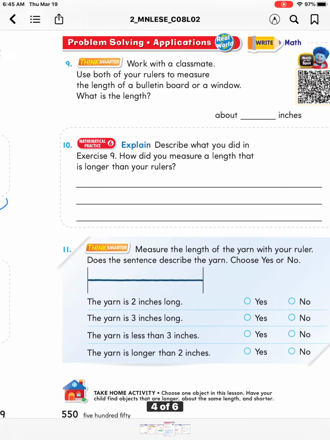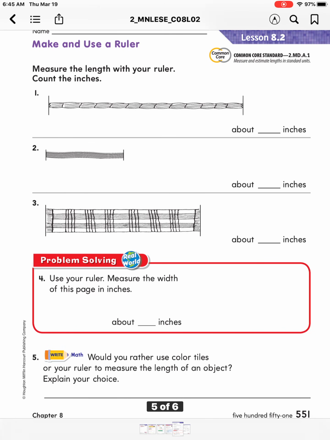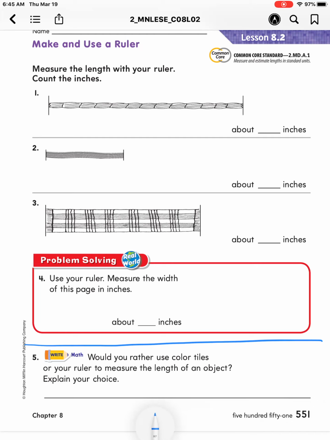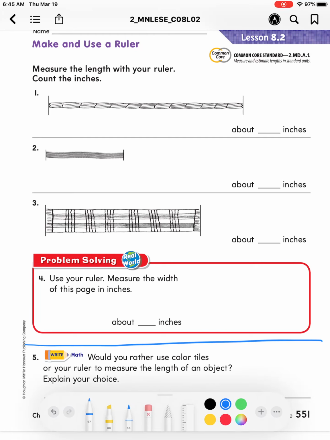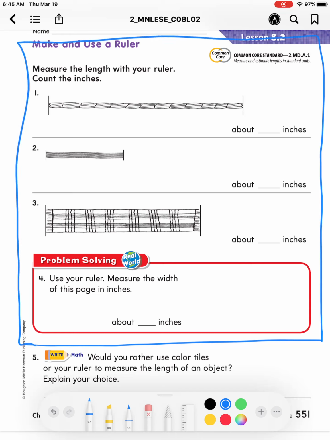You are asked to do this part as homework in page 551. You are asked only to do this part. And please use your ruler. Don't look at the answer key till you use your ruler, because you have to figure out what mistake you have made in order not to have the same number of inches.